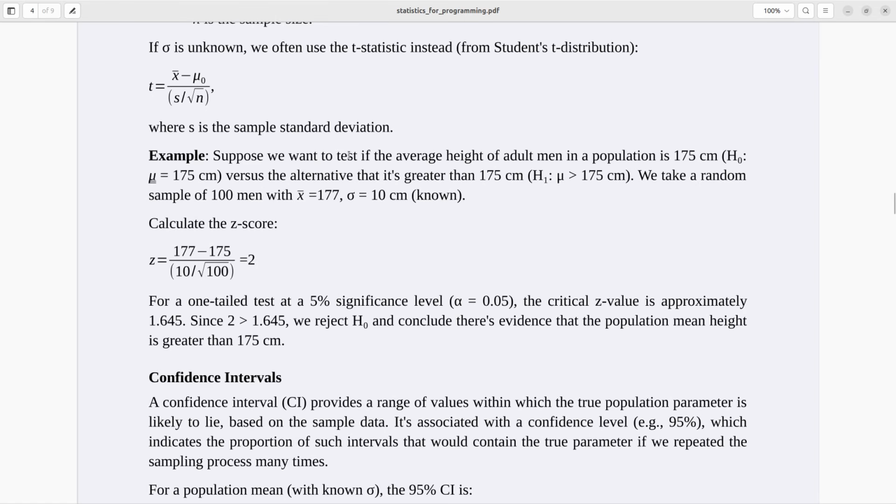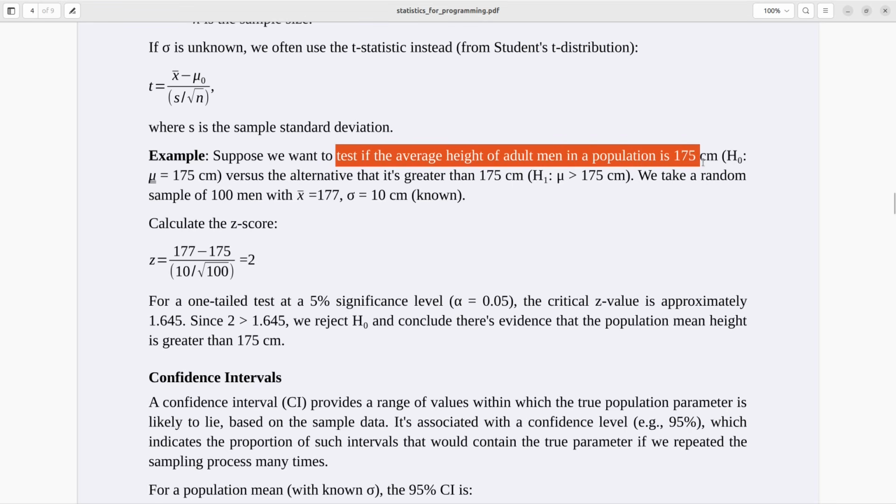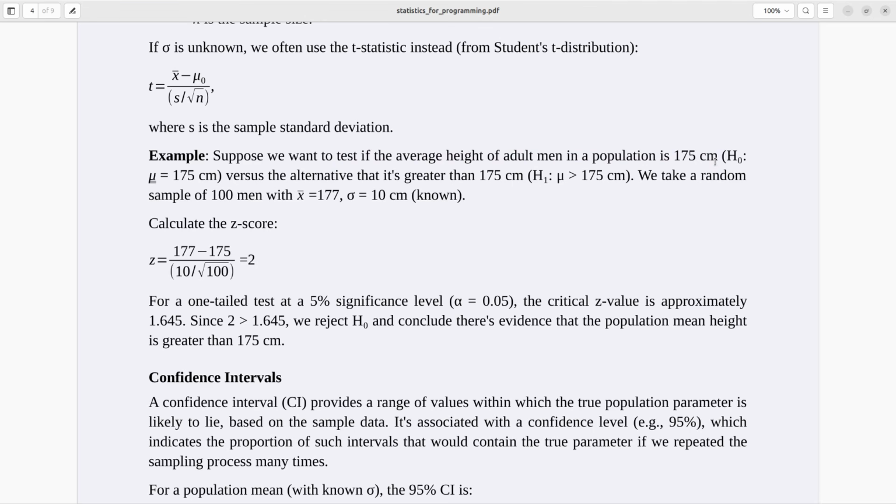Suppose we want to test if the average height of adult men in a population is 175 cm or not. So we suppose that the change doesn't exist. That's why we would say that the null hypothesis is mu equals 175 cm, okay? And the alternative hypothesis is that the average height of adult men is greater than 175 cm. So if we want to claim so, we set it as the alternative hypothesis. That's why I would say mu larger than 175 cm as the alternative hypothesis, okay?